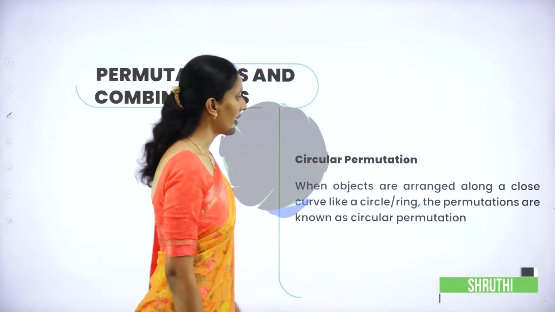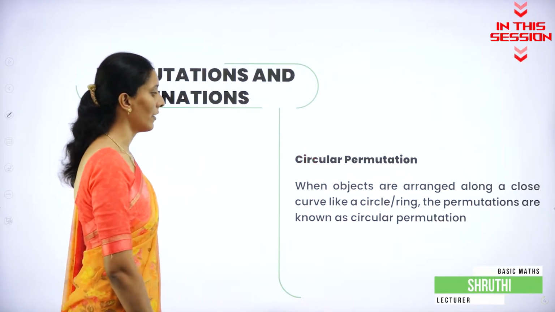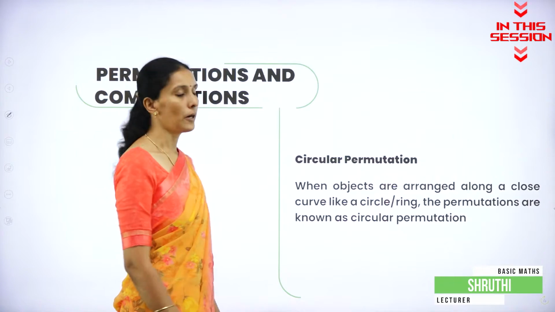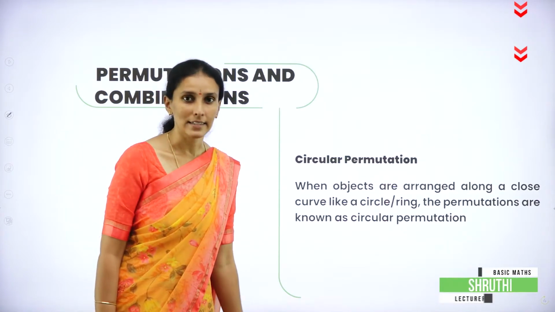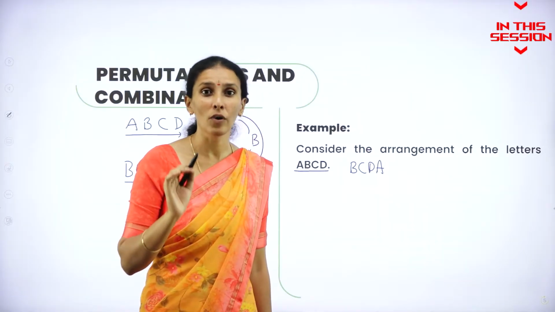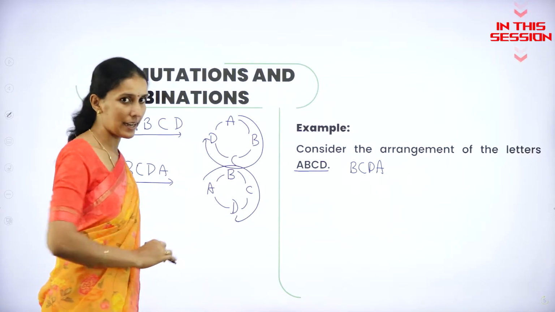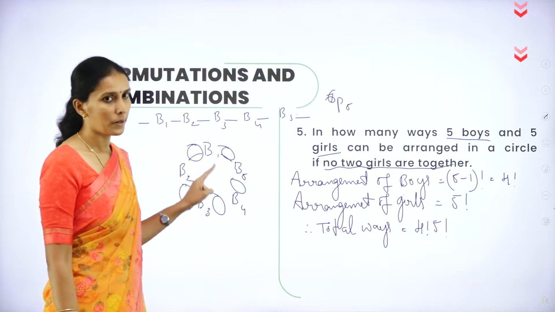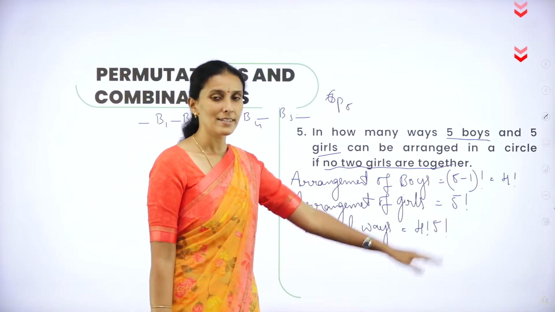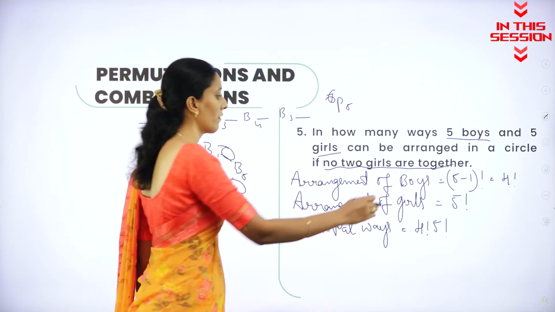When objects are arranged along a closed curve like a circle or ring, the permutation is known as circular permutation. Every 4 arrangements in circular permutation, for this example, is considered as 1. But in case of circular permutation, the places remain the same, so therefore it is 5 factorial.